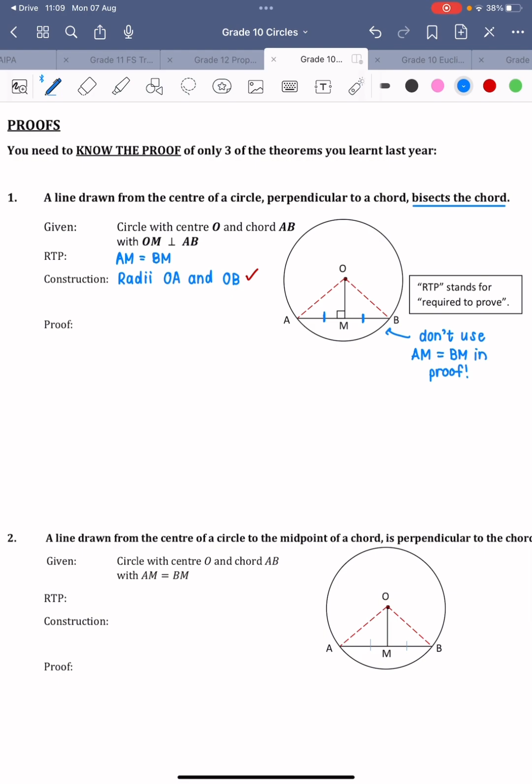So now we're going to say, in triangle AOM and triangle BOM.